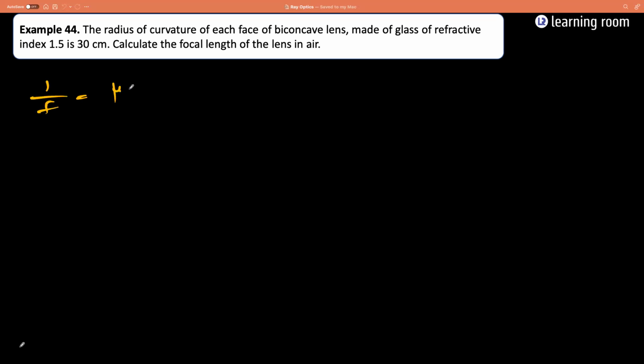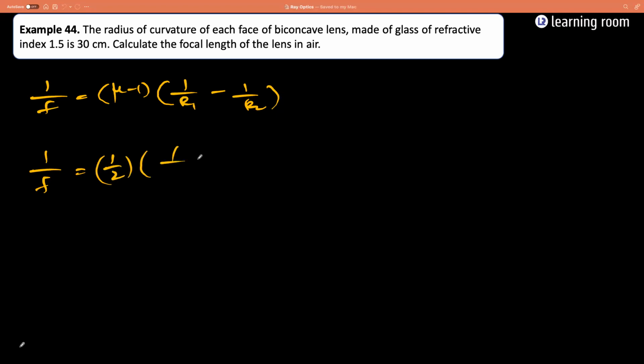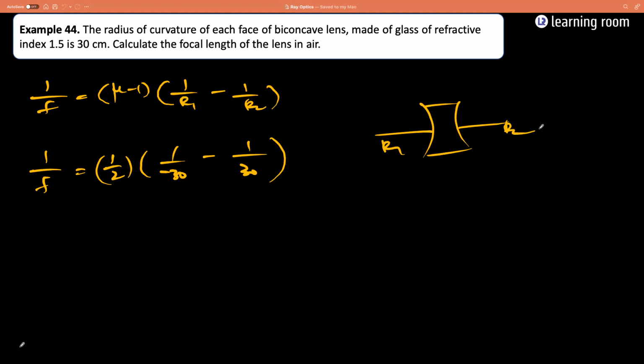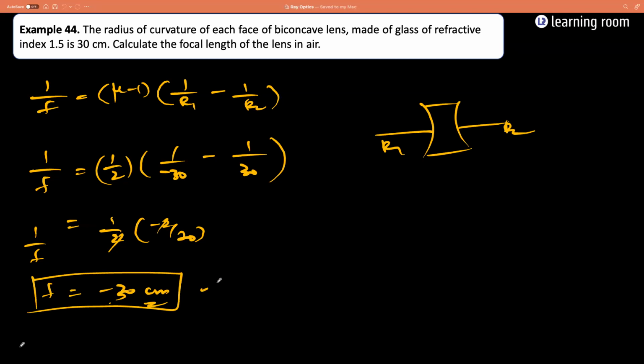So 1 by f is equal to mu minus 1 into 1 by R1 minus 1 by R2. I directly wrote it as mu minus 1, you would have understood. So 1 by f is equal to mu minus 1, which is half, into 1 by R1, which is minus 30, minus 1 by R2, which is plus 30. Because when you draw this, on this side you will have R1, on this side you will have R2. So R1 is negative, R2 is positive. So half into minus 2 by 30, this and this will get cancelled. This is 1 by f. f will be equal to minus 30 centimeters. So the focal length will be negative 30 centimeters. I hope it is clear.